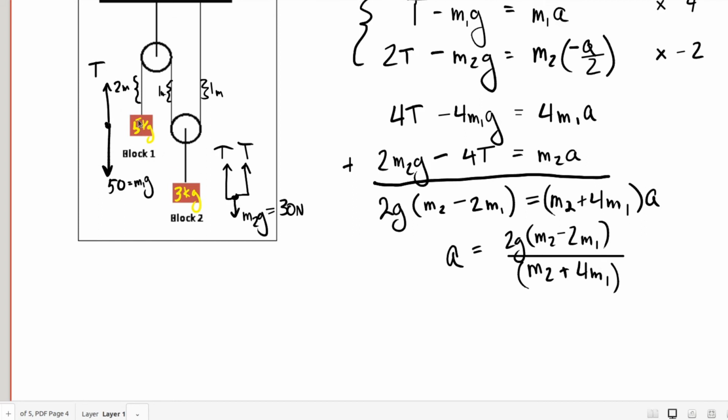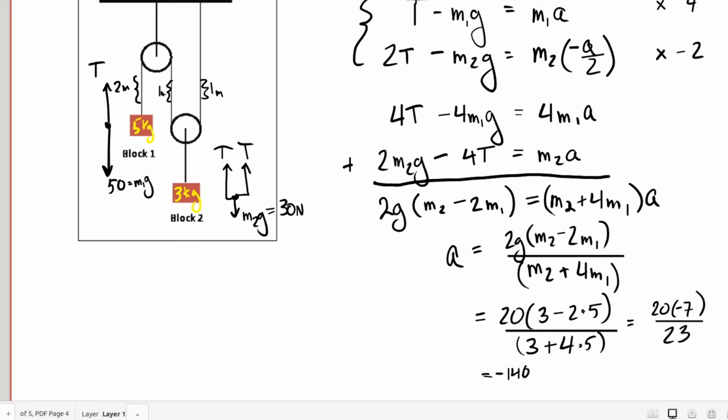Now it's straightforward to plug in our numbers, 3 and 5 here, and figure out what this acceleration will be. I see that it will be 20 times (3 minus 2 times 5) over (3 plus 4 times 5). So that is 20 times negative 7 over 23. So that's negative 140 over 23, or about 6.1 meters per second squared. And it is negative, telling us what? Since we defined the symbol a to mean the acceleration upward of block 1, we know that actually block 1 will accelerate downward. That's what we're told by that negative sign there for the acceleration.